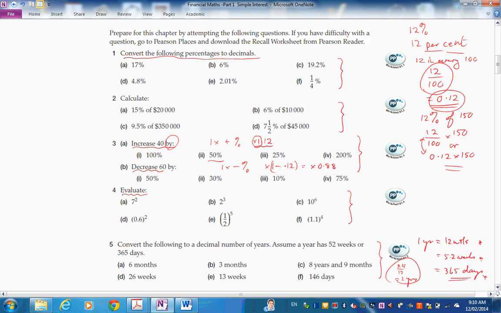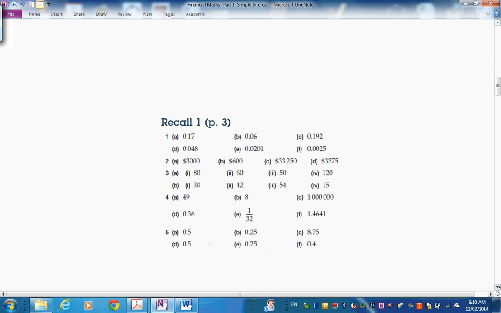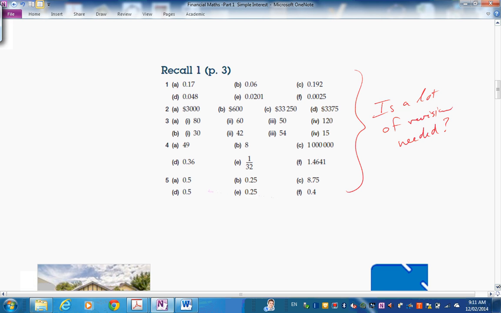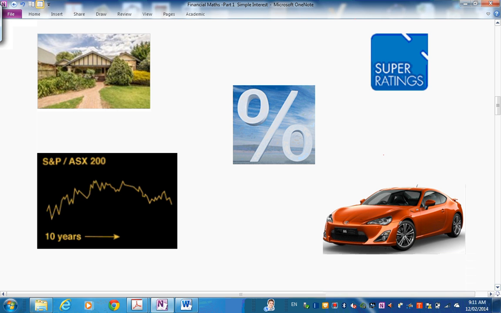Alright, have a go. Come down here, and I've got the answers here from Pearsons. So mark your work, and this will give you an idea of whether a lot of revision is needed in your case. Do you have to go back and check all that out? Alright, let's move on and see the first thing we're actually going to do. That was revision, and here it is here.